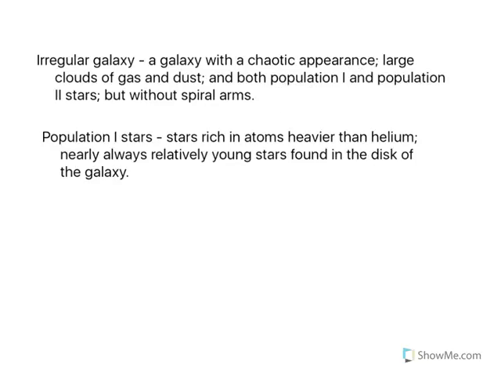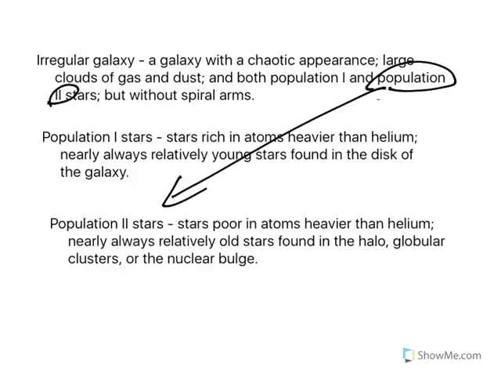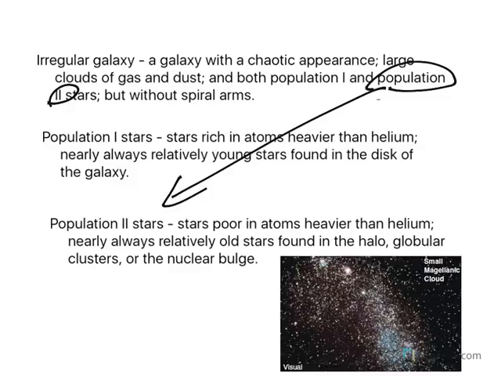Now let's look at population 2 stars. Population 2 stars are stars that are poor in atoms heavier than helium, and they nearly always are relatively old stars that are found in the halo, the globular clusters, or if it's a spiral galaxy, in the nuclear bulge.